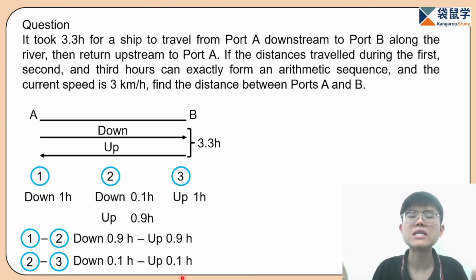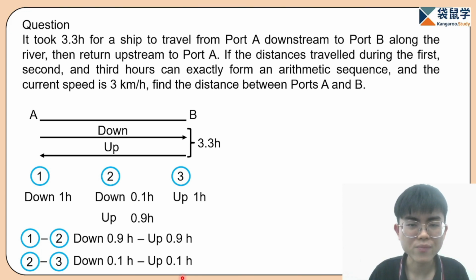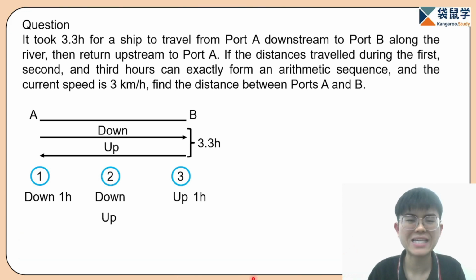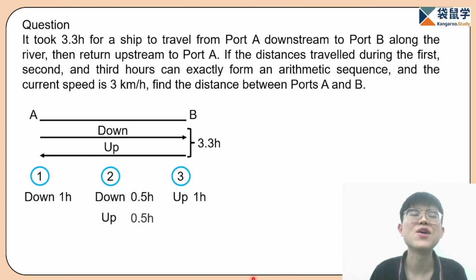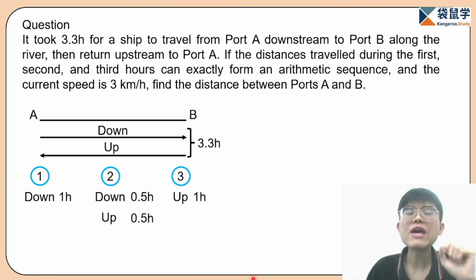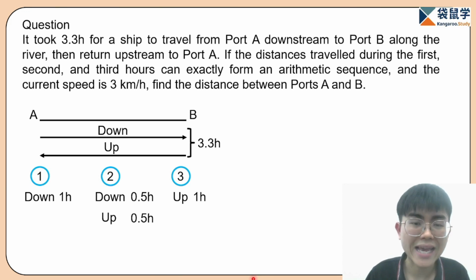So we say that this is not an arithmetic sequence. So how do we find the arithmetic sequence? Actually, it is just 0.5 hour, 0.5 hour. Let's try to see if this is an arithmetic sequence. We can find the difference between the first and second hour.